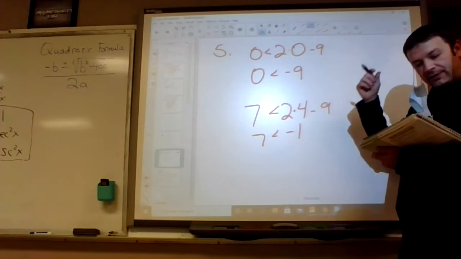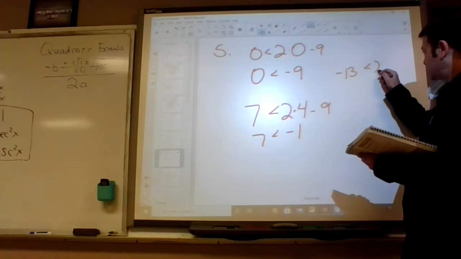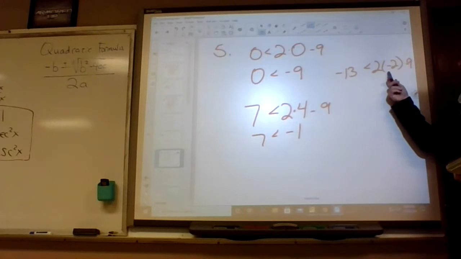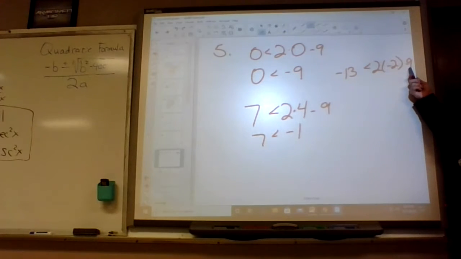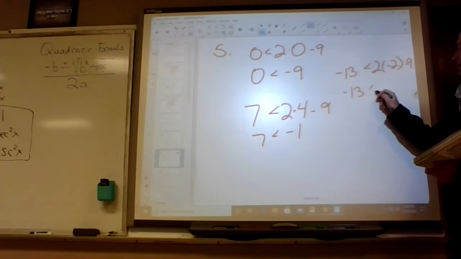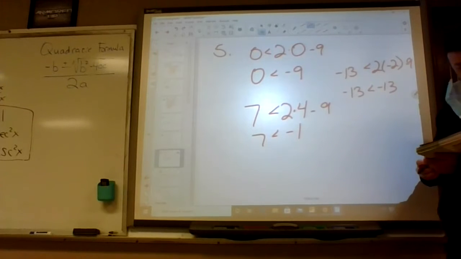C, negative 13 less than 2 times negative 2 minus 9. What's 2 times negative 2? Negative 4. Minus 9? Negative 13. Is negative 13 less than negative 13? No. If it was less than or equal to, it would have been yes, but it's not just less than.